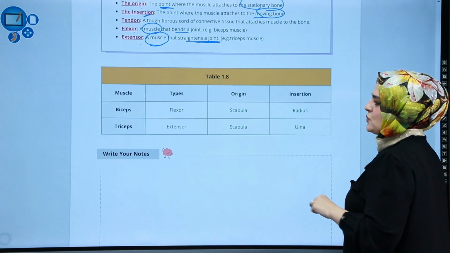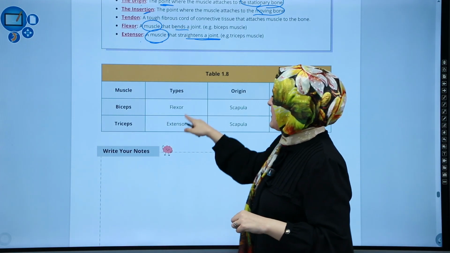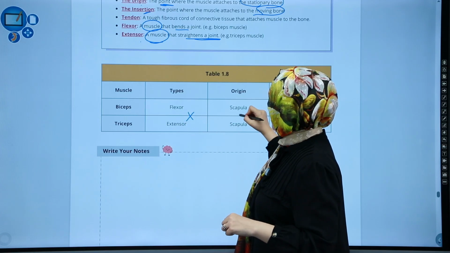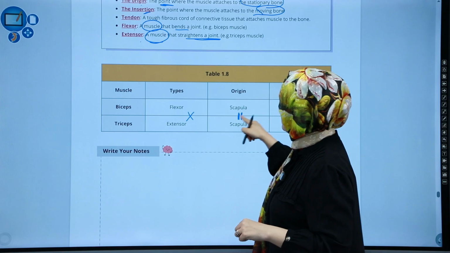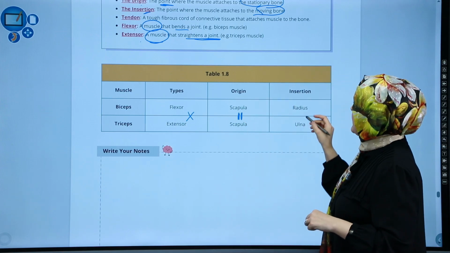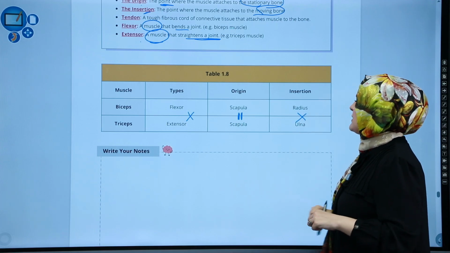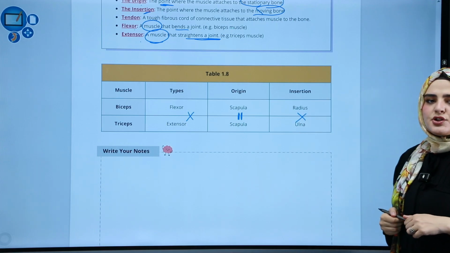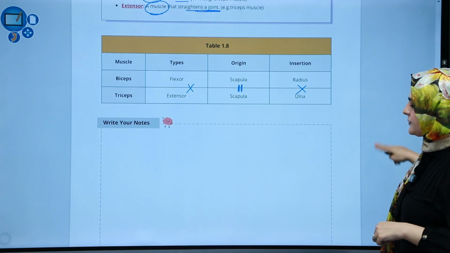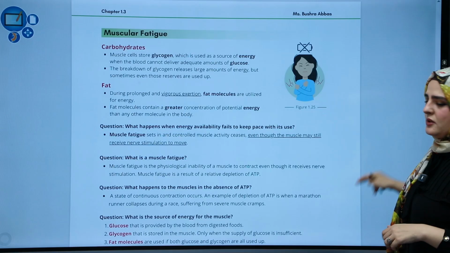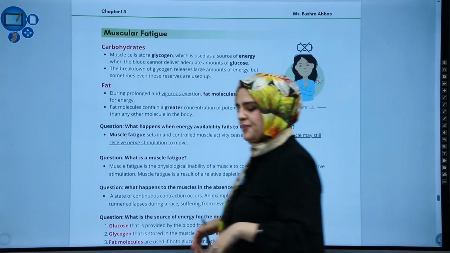Here is the difference between biceps and triceps. They are opposite in type, but they share the same origin. Equal signs mean sharing and similarity. However, they are not similar in the insertion point. Okay? I think this is quite easy and you will enjoy learning about this.